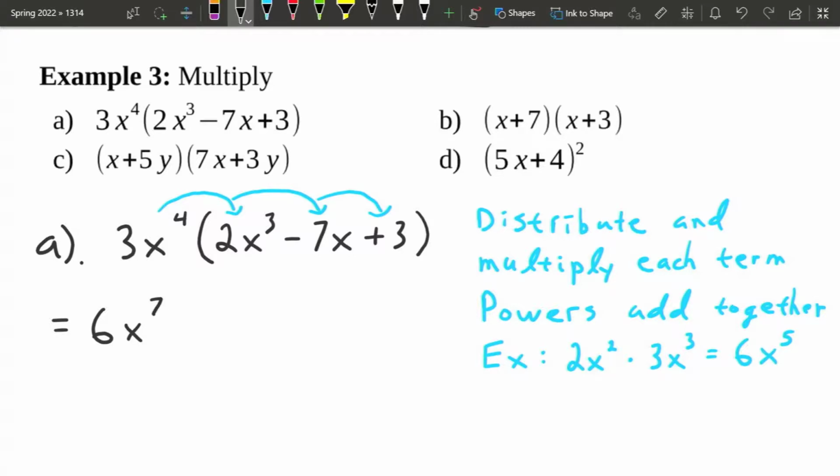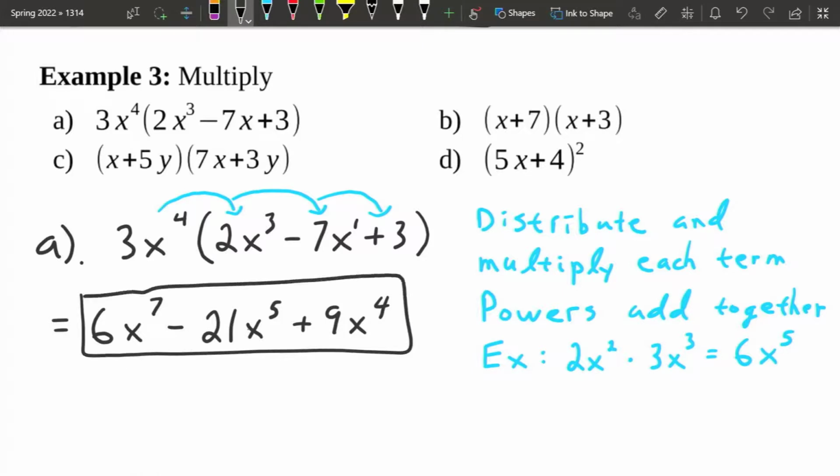And then when I multiply 3 times negative 7, that's negative 21. And then you have x, which is technically x to the 1st power, and x to the 4th power, which add up to be x to the 5th power. And then at the very end, we multiply by 3. 3 times 3 is 9. So we have 9x raised to the 4th power. And that's all we have here.